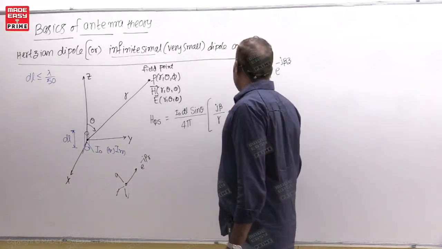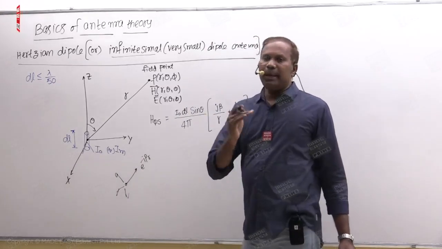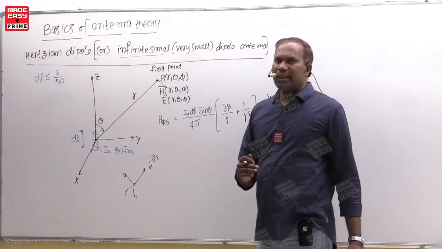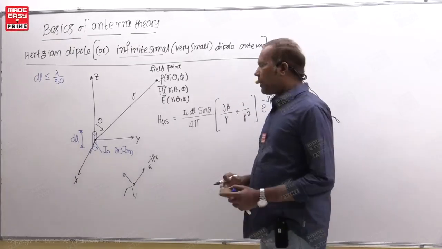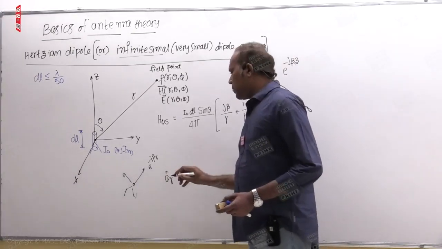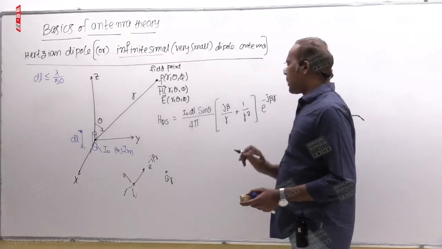So if the EM wave goes in the r direction, power also goes in the r direction. That means the unit vector in the power direction is a_r cap. So you remember that one, a_r cap means this one. The unit vector in the power flow direction is a_r cap, because the wave is traveling in the r direction.